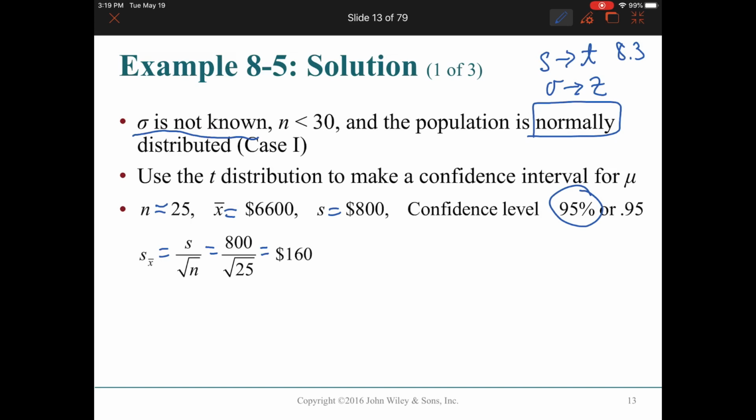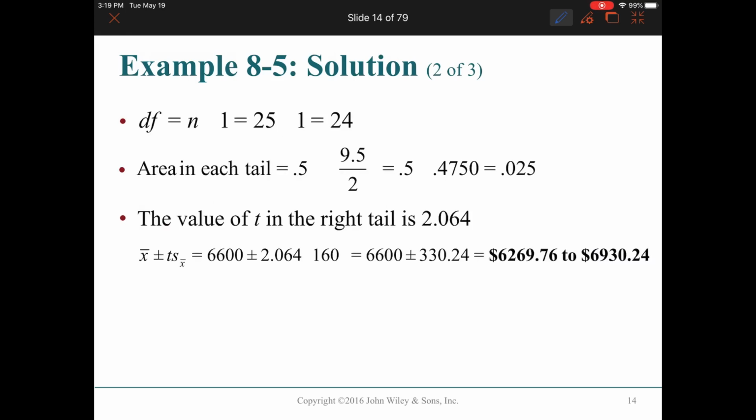So S sub x bar is S over square root of n. 800 over square root of 25, that's 800 over 5, which is 160. So we see how it's gotten a little smaller, tightened the spread a little bit, because we're talking about this confidence interval for the mean based on the samples. So degrees of freedom is always equal to n minus 1, a very basic formula. 25 minus 1 is 24. When you use the table, or perhaps your calculator, don't use 25, use 24.